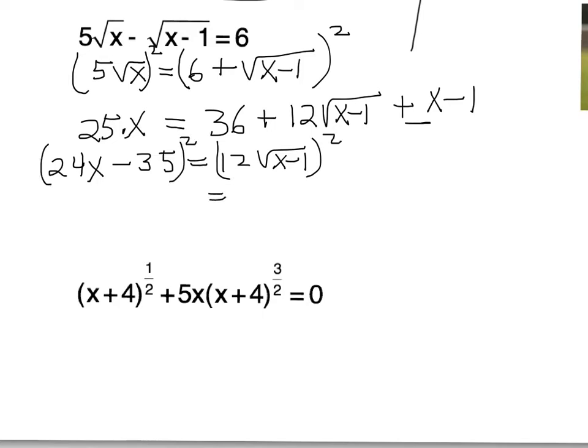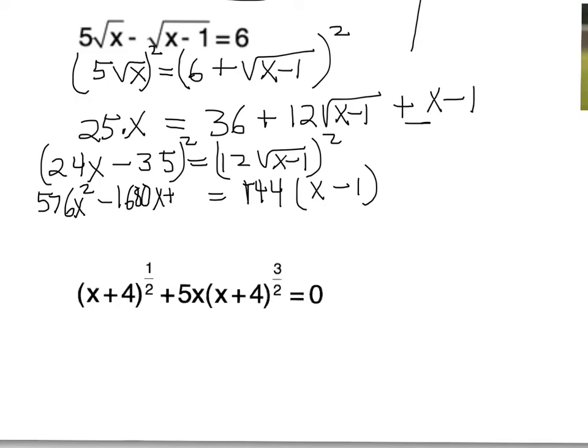And over here I'm going to get 144 times x minus 1, and over on the other side, 24 squared is 576 x squared. Multiplying those two together and doubling it is going to be 1680x, and then 35 squared, negative 35 squared, is now positive 1225. Oof! Okay, now I have a quadratic equation.